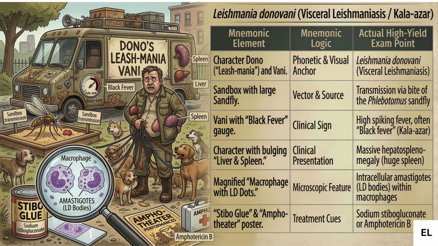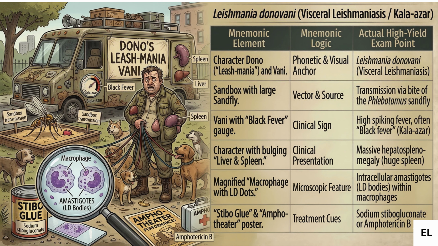Now look at the lower part of the image. You will see a container labeled stebo-glue. This is a clever mnemonic for sodium stibogluconate, one of the treatments for leishmaniasis. Next to it, you can see a poster labeled amphotericin. This represents another important drug, amphotericin B. So these two visual cues remind us of the main treatments, sodium stibogluconate and amphotericin B.